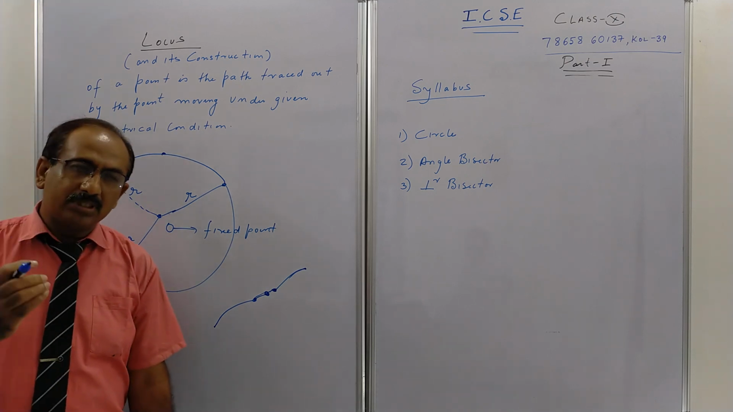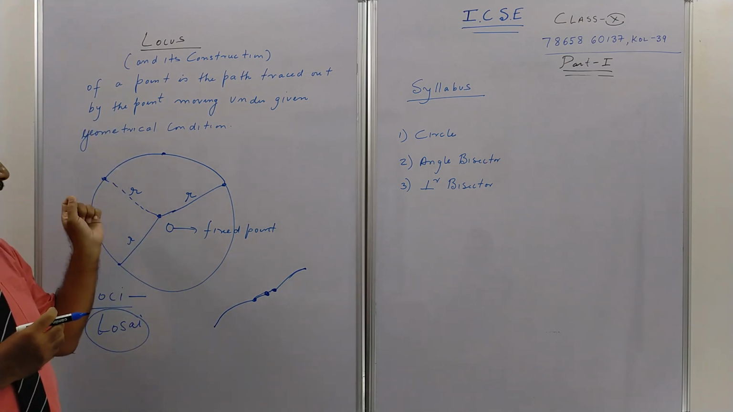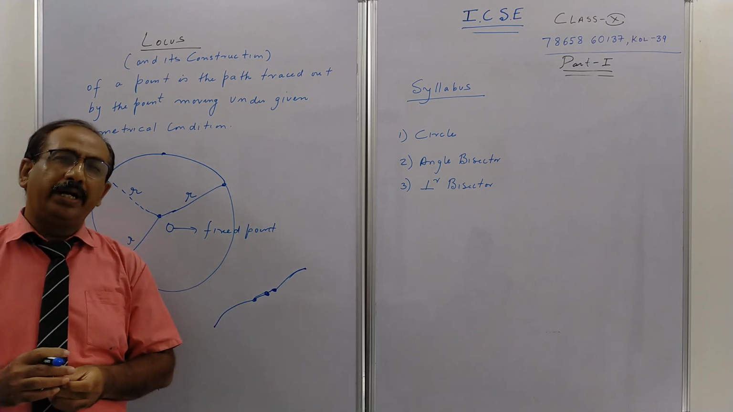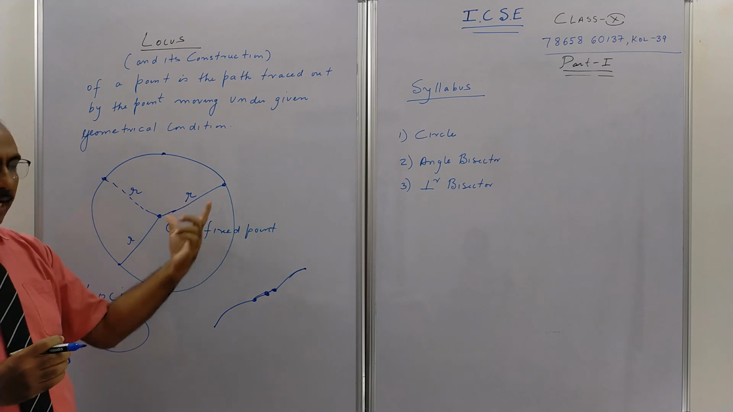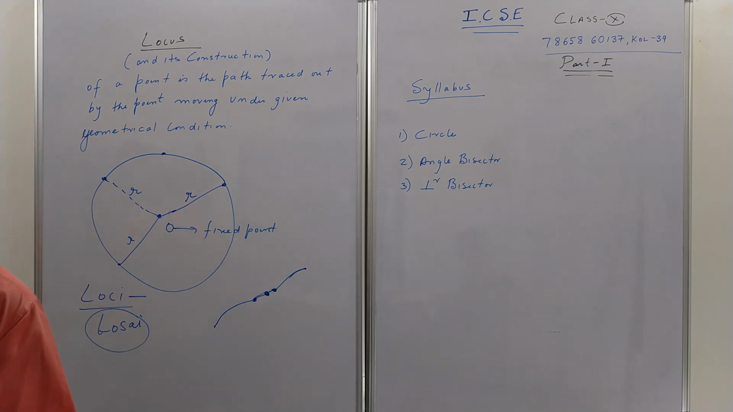So children, the first thing I am telling you is that locus is a moving point under fixed conditions. Here the point is fixed and this distance is fixed.